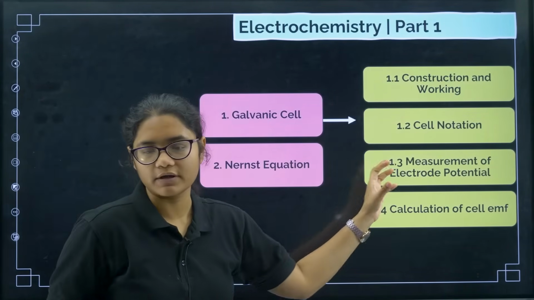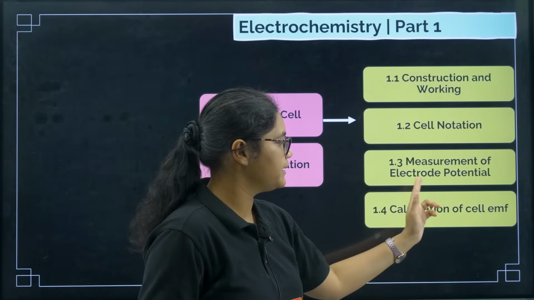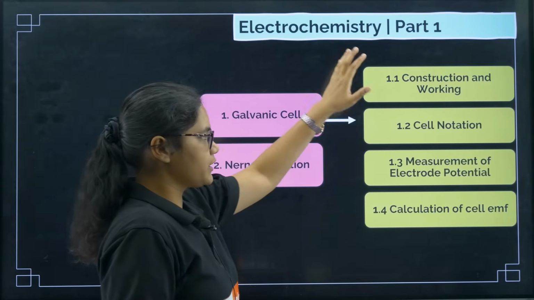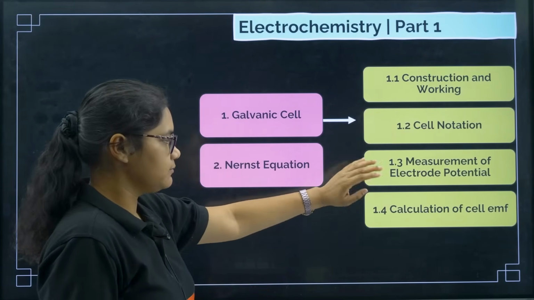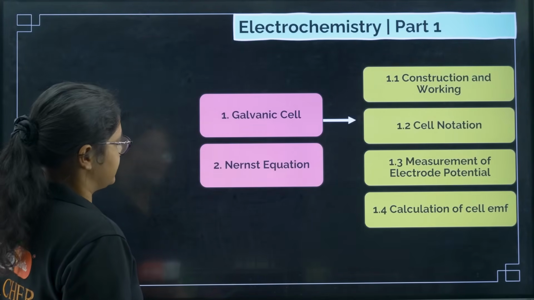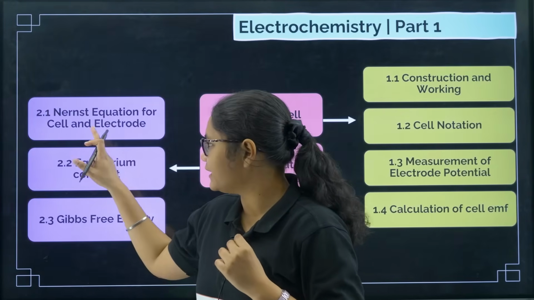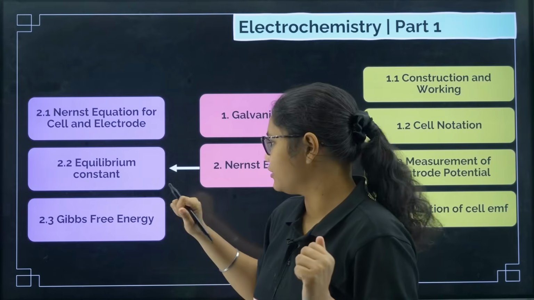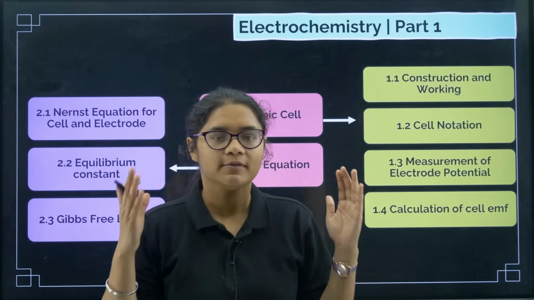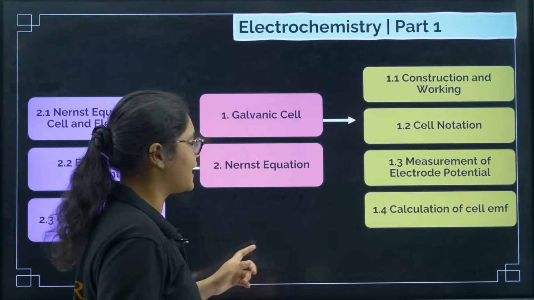In galvanic cell we'll be talking about construction and working, cell notation, measurement of electrode potential and calculation of cell EMF. Then in Nernst equation we will see how we can use it to calculate the electrode potential for the cell and for the electrodes, what the equilibrium constant is, and how it is related to the Nernst equation and Gibbs free energy. Mostly electrochemistry is a formula based chapter. We have to focus more on the formulas and less on theory.